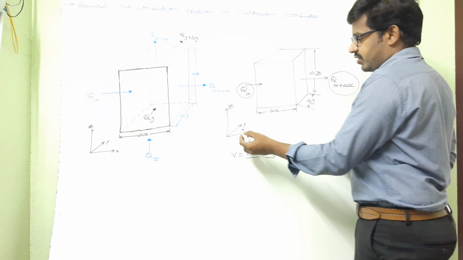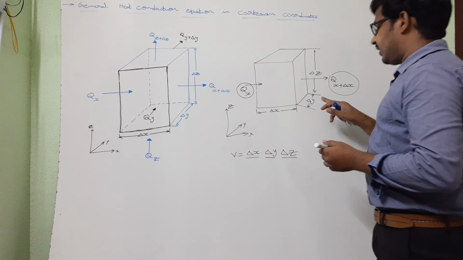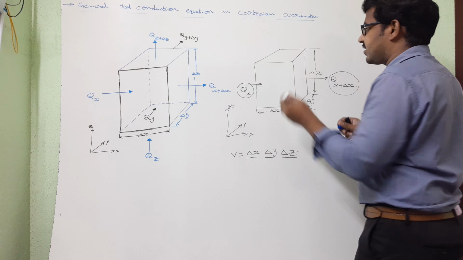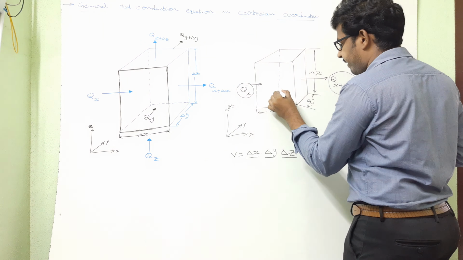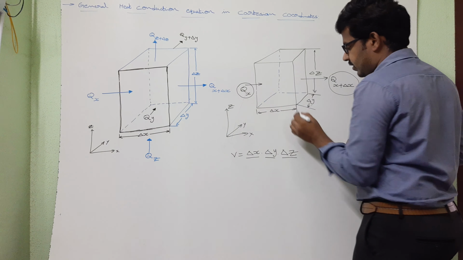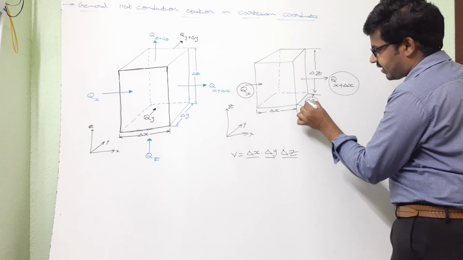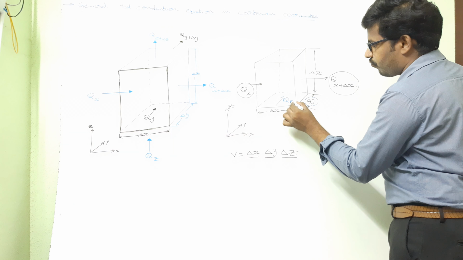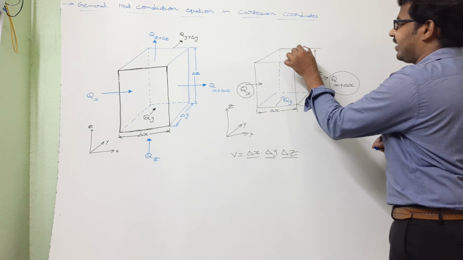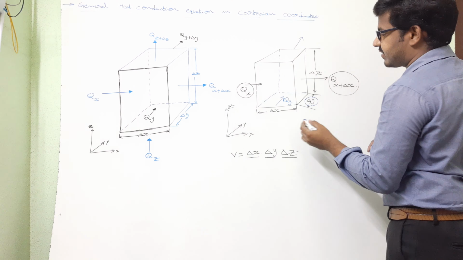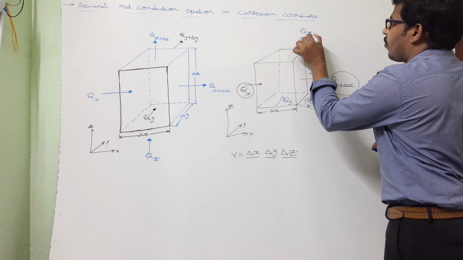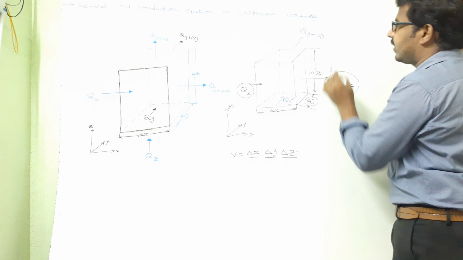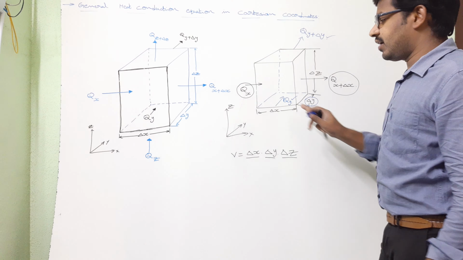Coming to the next one, along the y-axis means delta y. Here this is q y. Heat leaving along the y-axis is q y plus delta y. So this is heat input and this is heat leaving along the y direction.